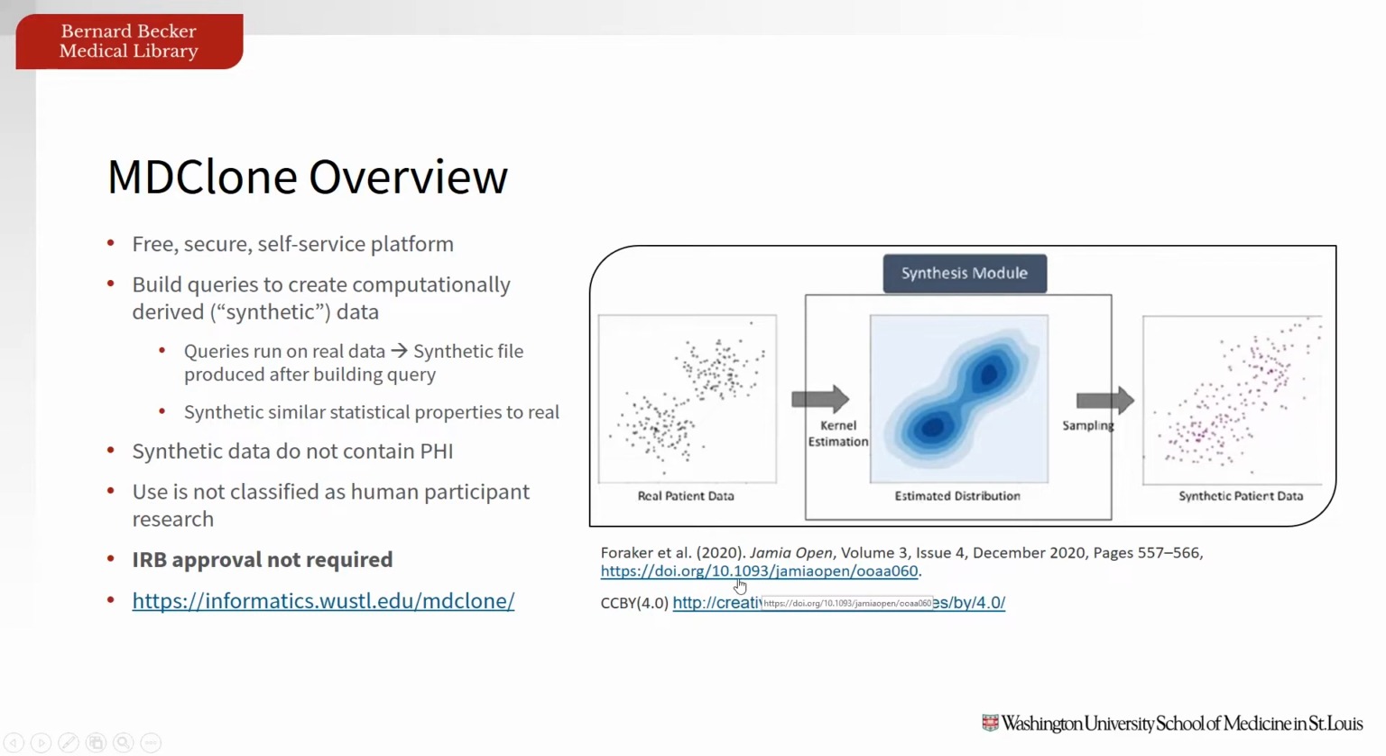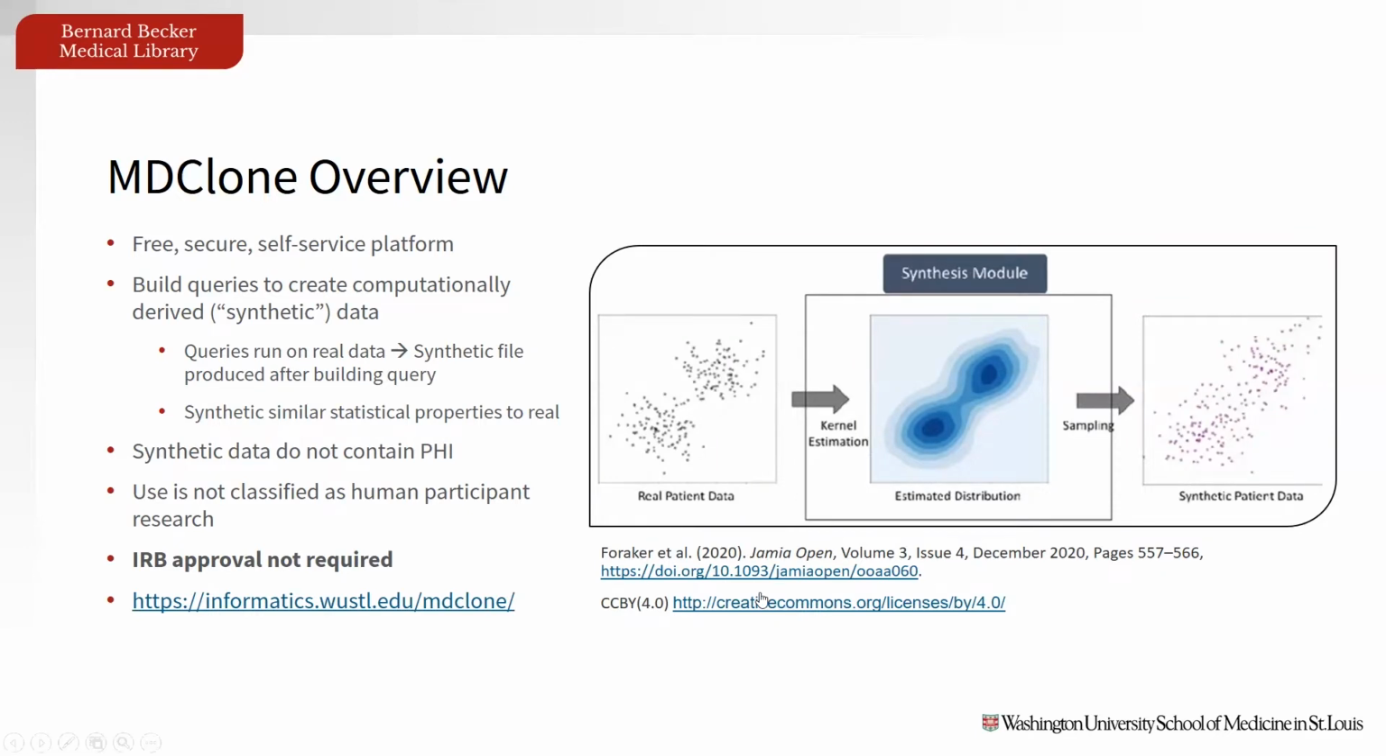And actually, this article that's cited here by Dr. Randy Foraker and others did that exact test where they queried mdclone and got a synthetic data set, ran their statistics on that, and after they ran their statistics on the synthetic patient data, they compared their results to the real patient data. And so the synthetic data actually does not contain PHI, and it's not considered human participant research. So you actually don't need IRB approval, which is one of the big selling points of mdclone. You can actually get access to data with similar statistical properties as real data without going through IRB approval.